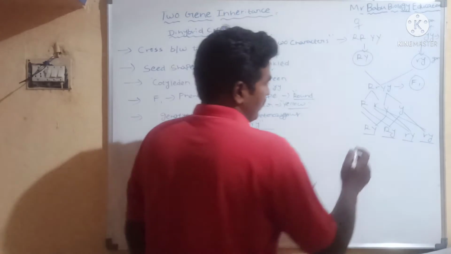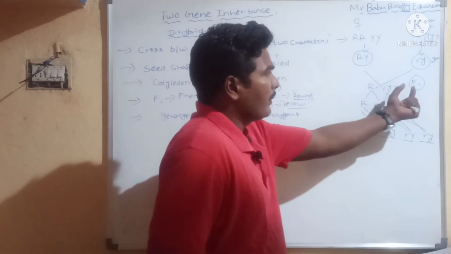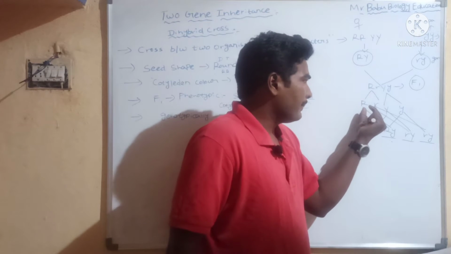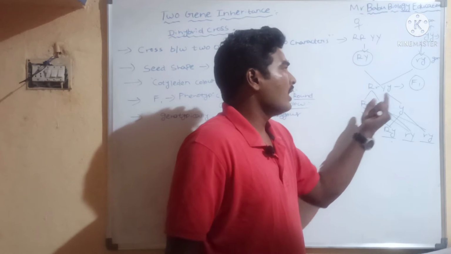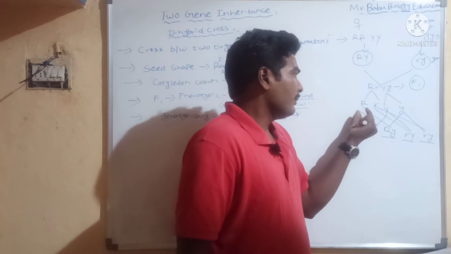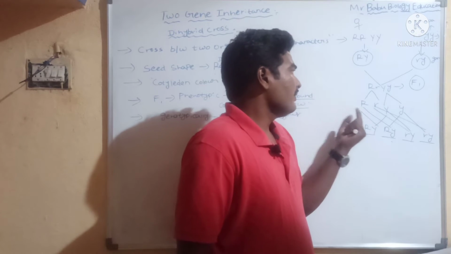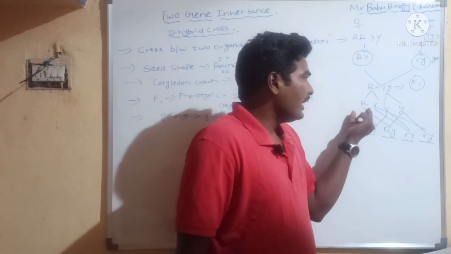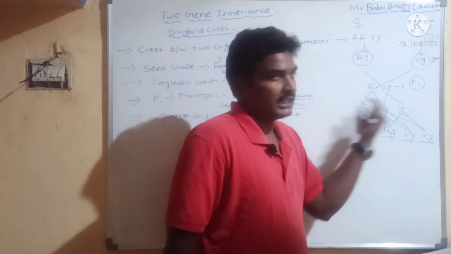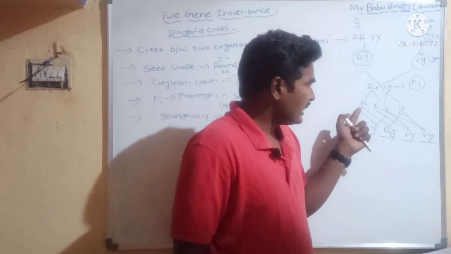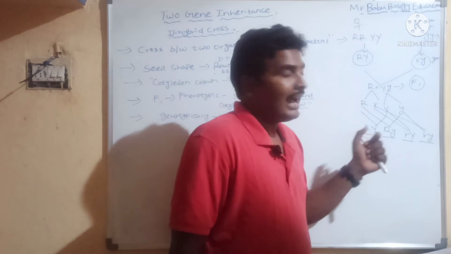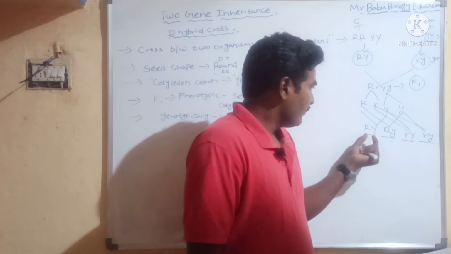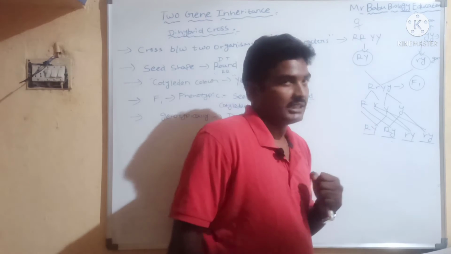From the F1 generation, the gametes separate into capital R, small r, capital Y, small y. One heterozygous condition fuses with another heterozygous condition, and we get this type of variations.